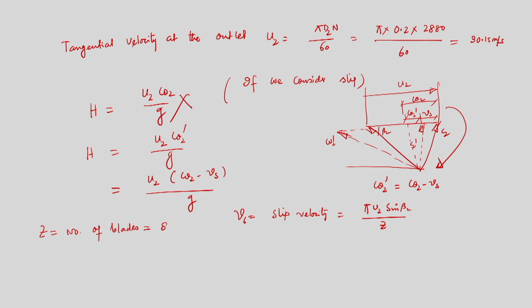So the number of blades is 8 and the slip velocity is calculated based on Stodola's slip model. So it is pi u2 sin beta 2 by z. We have already calculated u2, and we know beta 2. If I put in the value of Vs, then the expression of H will be u2 times (C theta 2 minus pi u2 sin beta 2 by z) divided by g.